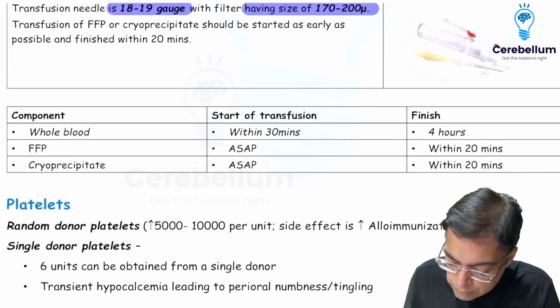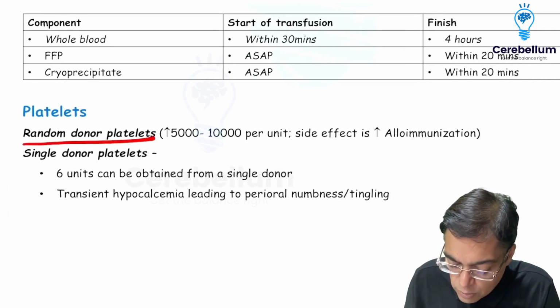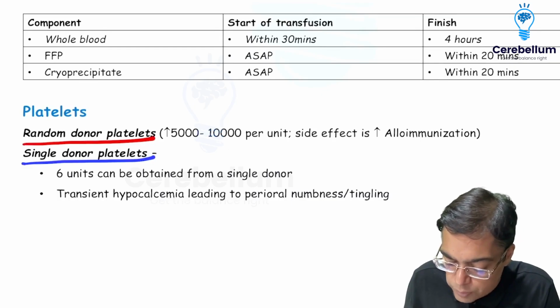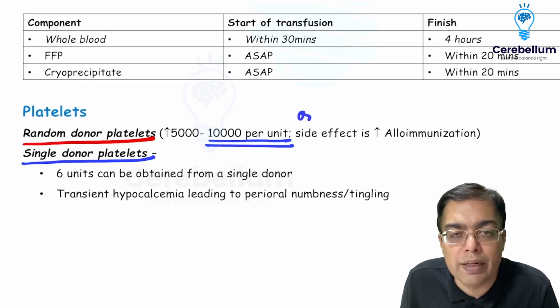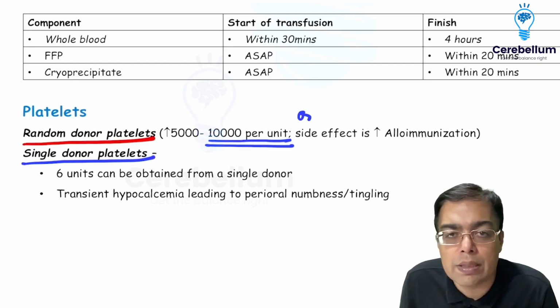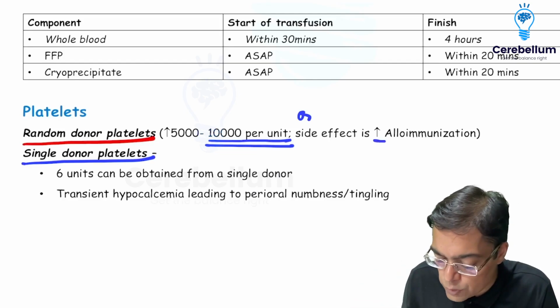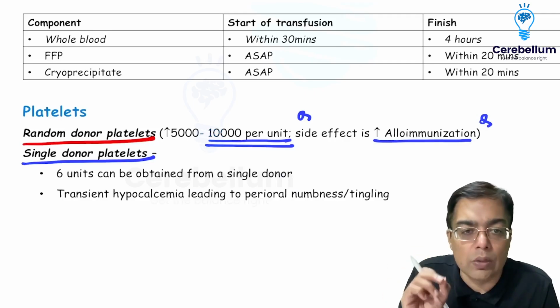Whenever we are talking about platelets now, we need to remember there are 2 types of platelets that we have. One is the random donor platelets and the second is single donor platelets. The random donor platelets increase the platelet count by 10,000 per unit of platelets transfused. The only problem is that because multiple people have given them, there is an increased risk of alloimmunization. Single donor platelets are coming from a single donor.